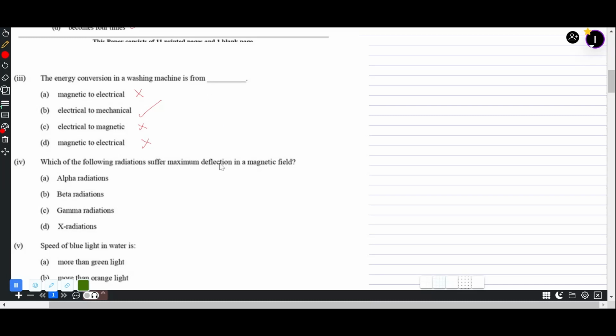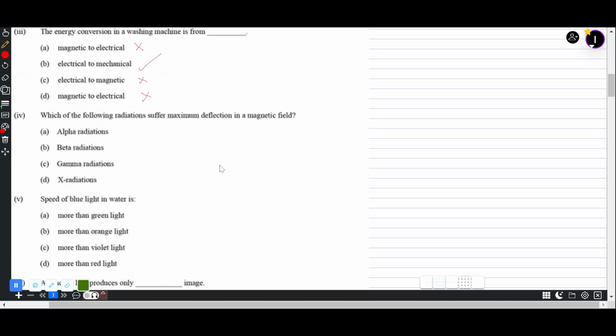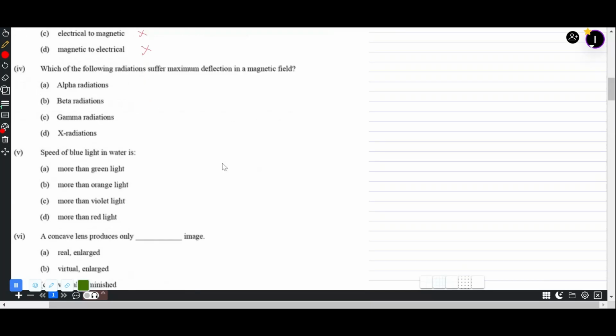Next one, which of the following radiation suffers maximum deflection in a magnetic field? Alpha radiation, beta radiation, gamma radiation, X radiation. Now you know gamma radiations are pure energy. Alpha particles are heavier and beta radiations have maximum charge to mass ratio. Lighter, very high speed, almost equal to speed of light. So beta radiation is the right answer.